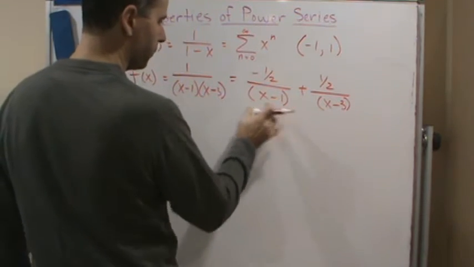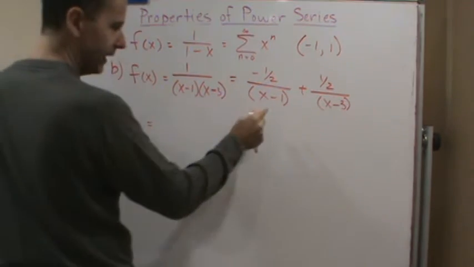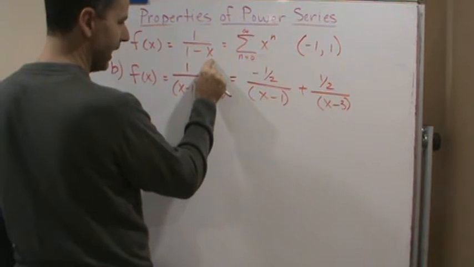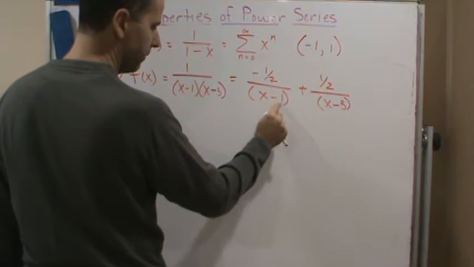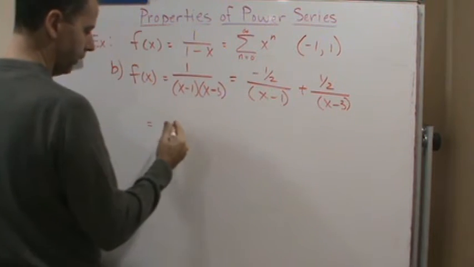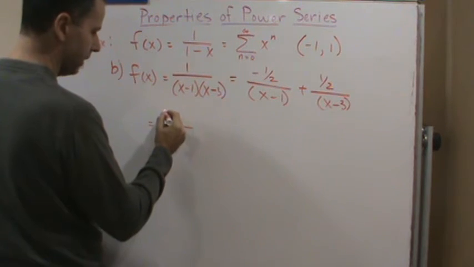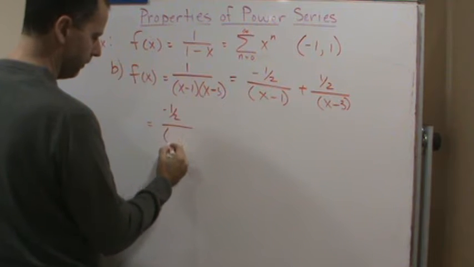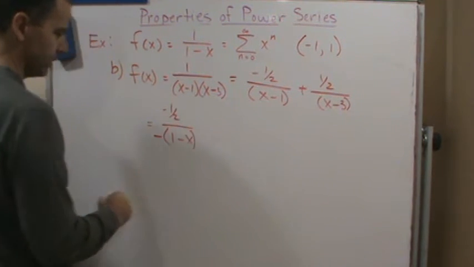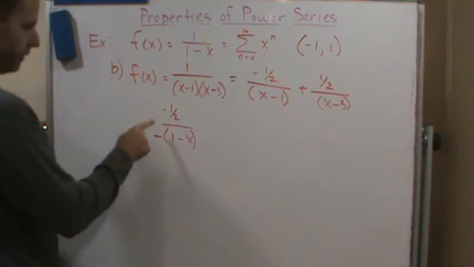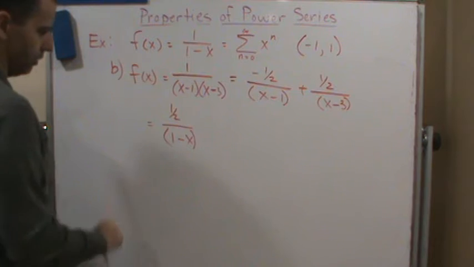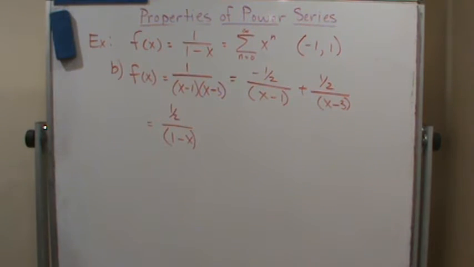Well, let's do that. So what do I need to do? In this case, I need the constant over here. I need 1 minus x. Well, if I factor out a negative 1 here, then what am I going to get? I'm going to get negative 1/2 minus what? 1 minus x. And then this negative cancels with that negative, and I get that.